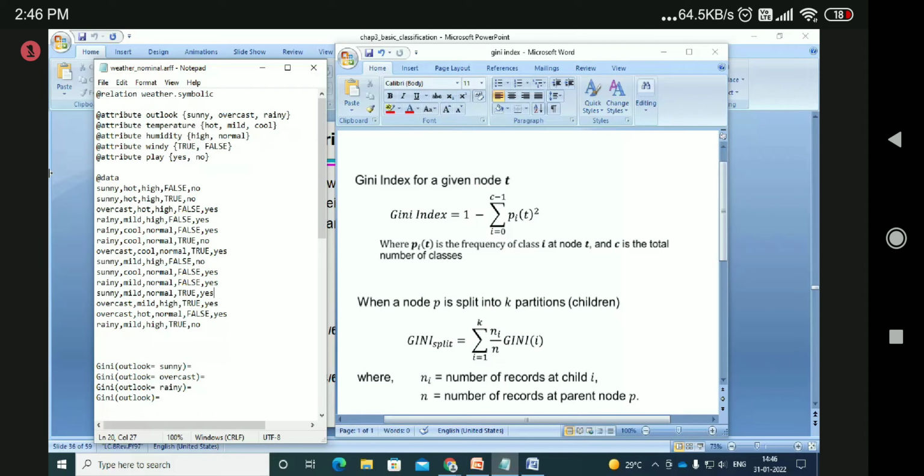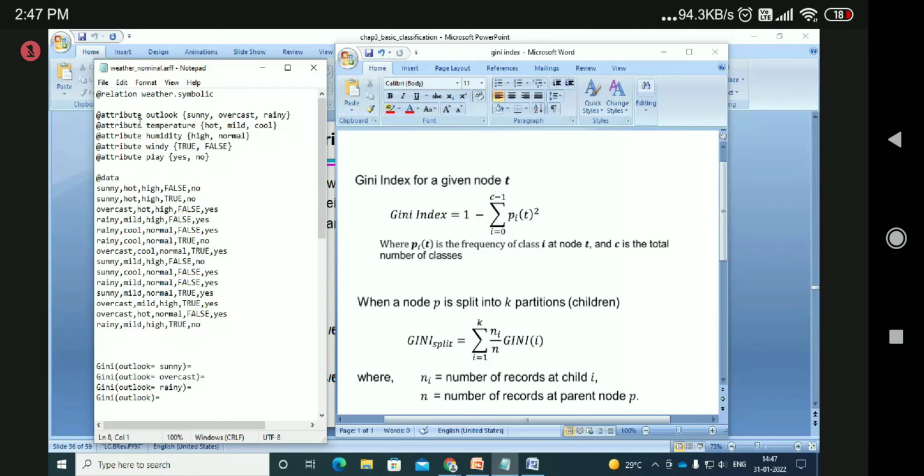Yes, ma'am. Okay, so that is simply the impurity present at the parent node. Now my aim is to go on reducing this impurity. This play attribute is the class, so it cannot be used for splitting the data.